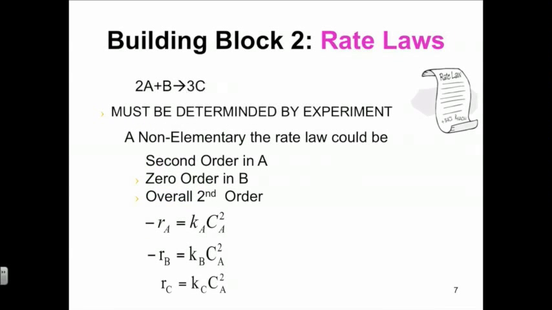An important thing to note about rate laws is that they must be determined experimentally. We can't just assume that a rate law is elementary. Taking our same reaction, we might conceivably have a non-elementary rate law such that it is second order in A, zero order in B, and overall second order, which then would change our rate laws to depend no longer on the concentration of B, but exclusively on the squared concentration of A, as shown here.